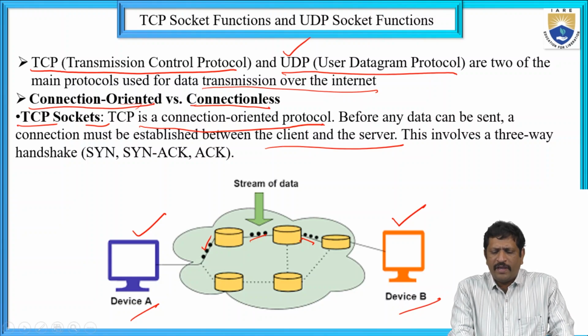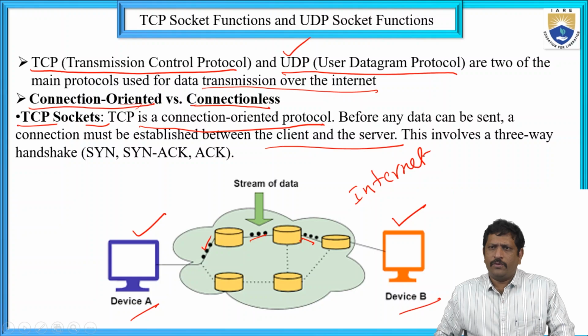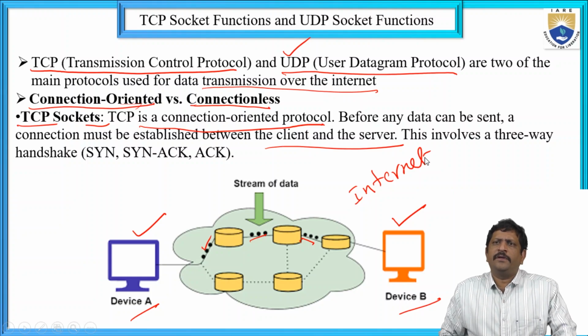Here, via the routers, it is a stream of data. The data can be transferred with the help of the TCP protocol via the routers. It will be monitored over the internet only, so it can be transferred over the internet only, with the help of the internet.